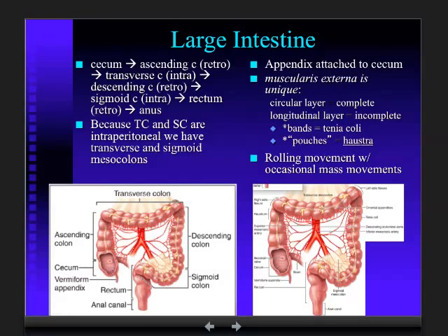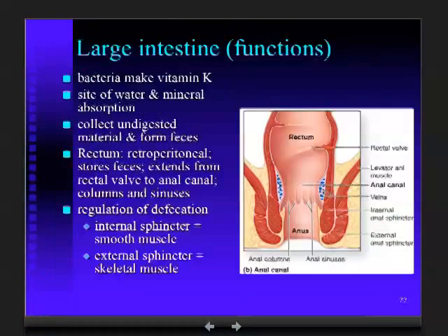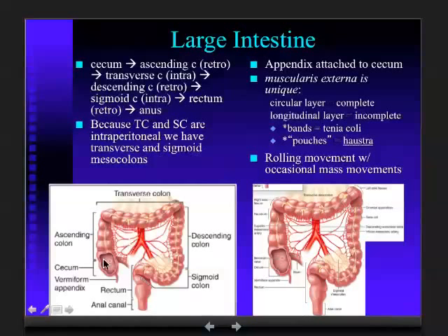Your colon has a length of about 1.5 meters, so it's 25% of the length of your small intestine, 1.5 meters versus 6 meters. If we follow the course of it, it forms a frame on three sides: the ascending colon going up the right side, the transverse colon, the descending colon, and then the sigmoid colon, which ends at the rectum. So there are the components.